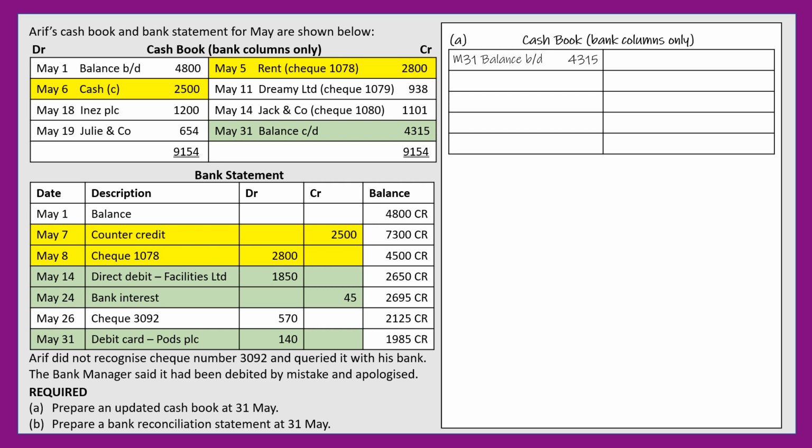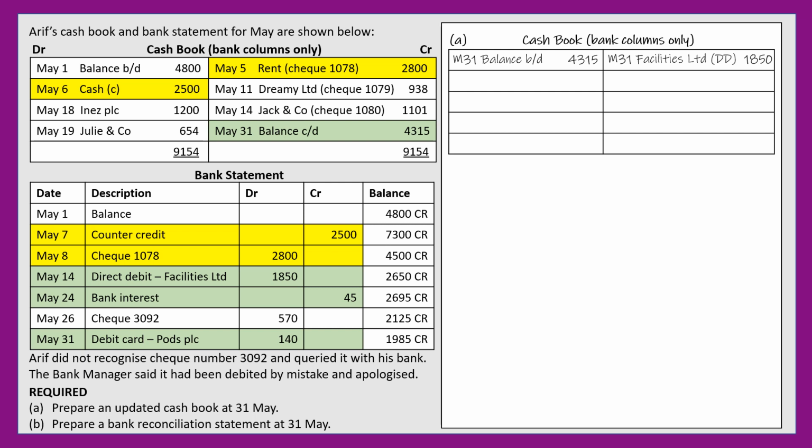And then I start working through the things that are on the bank statement but not yet in the cash book, because that's the first thing I'm doing. I'm updating the cash book. So I'm only concerned with things that are on the bank statement but not yet in the cash book. And the first thing, May the 14th, there was a direct debit paid to Facilities Limited. It's on the debit in the bank, which means it is a credit in his cash book. And there it is. So I've recorded it as Facilities Limited because that's the main thing he's going to be interested in. But I've put DD in brackets just to identify it was a direct debit.